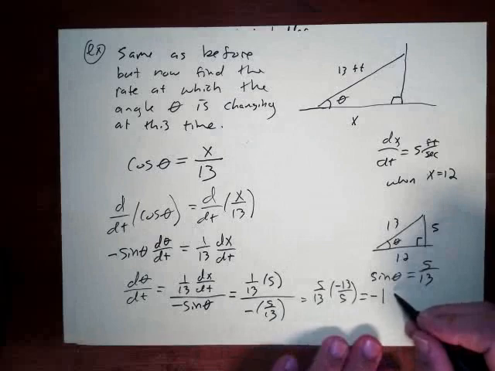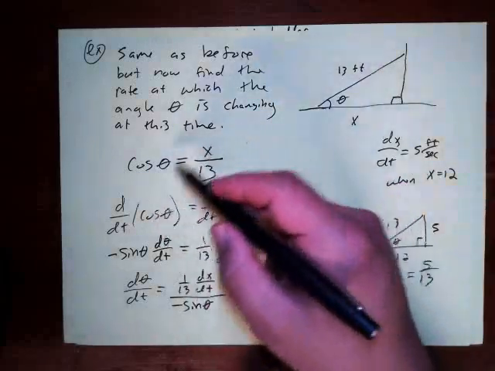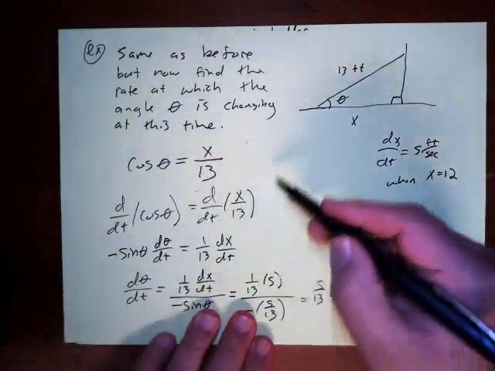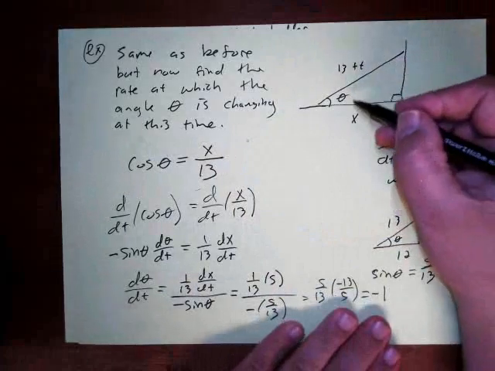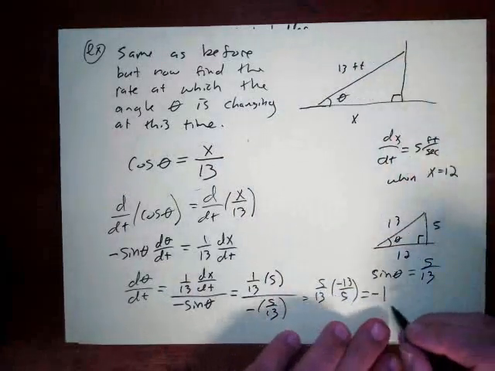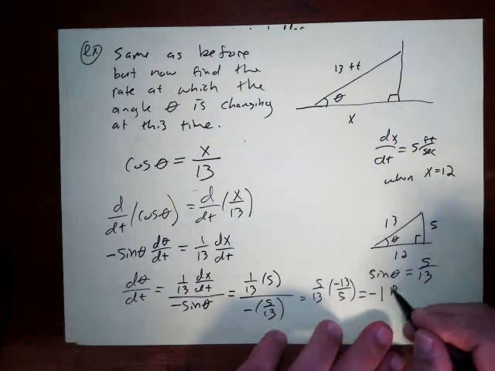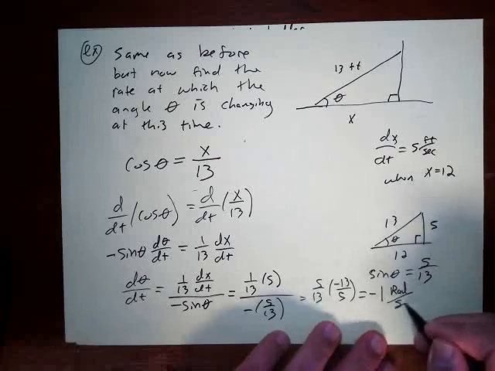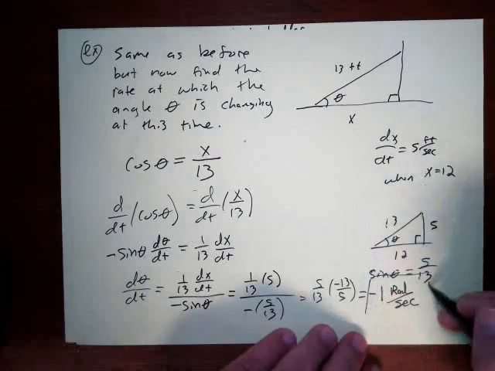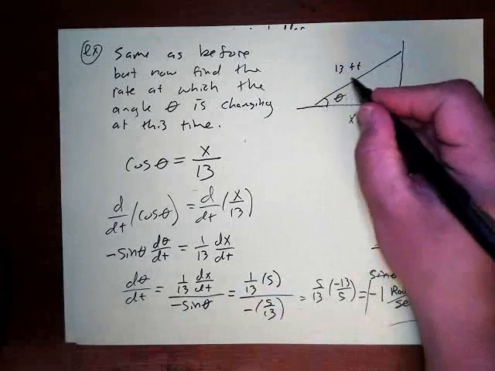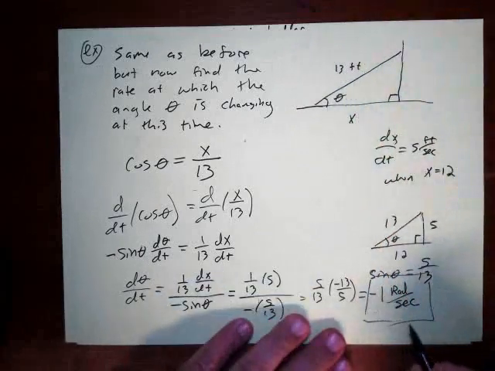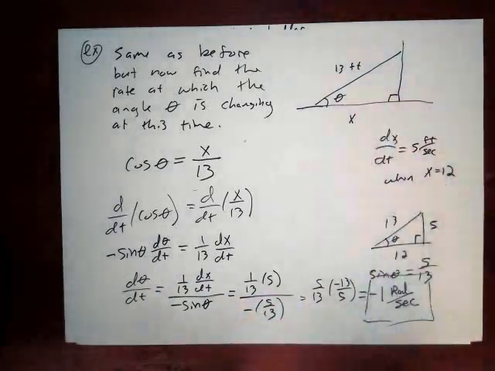And what's the units on this? Well, since we use the derivative rules for sine and cosine, theta has to be in radians. So negative 1 radians per second. So this angle is getting smaller, and in this case, at that moment, it would be changing at negative 1 radians per second.